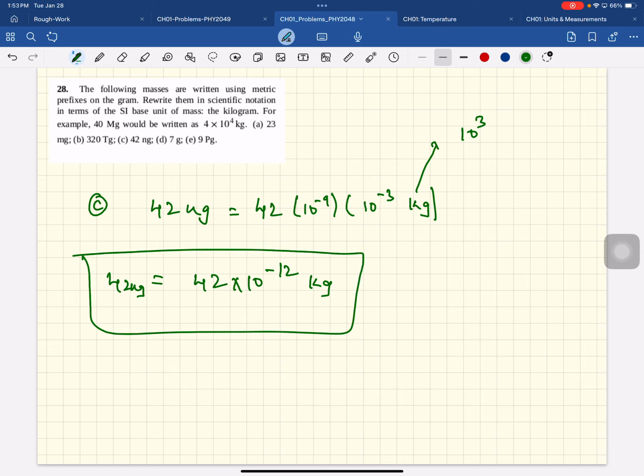Okay. And we'll do 23 milligram. Okay. The prefix m is what? Minus 3. 10 to the minus 3, milli. Okay, so 10 to the minus 3. And a gram is 10 to the minus 3 kilogram. Okay.